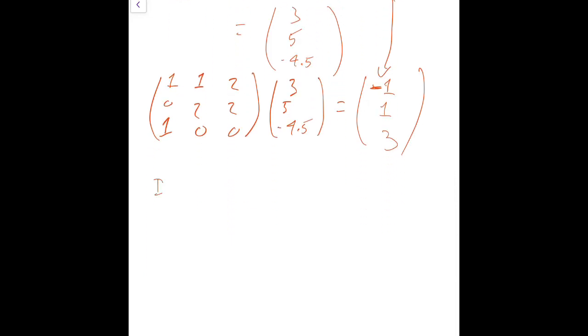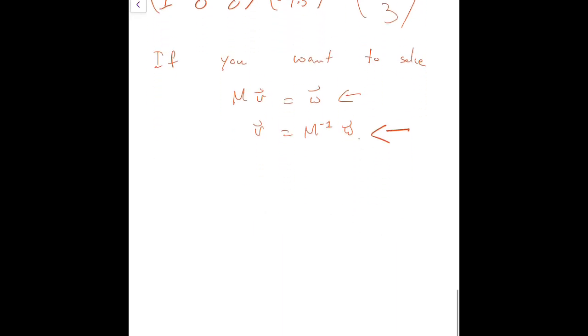So the idea is if you want to solve the equation MV equals W, then you can just compute V equals M inverse times W. Of course this only works if M is invertible. If M is not invertible, you can't do this; you have to do something else. But the basic idea is that instead of having to row reduce the same or a very similar matrix every time you have a different W, you can compute M inverse, and then V is just equal to M inverse times W.